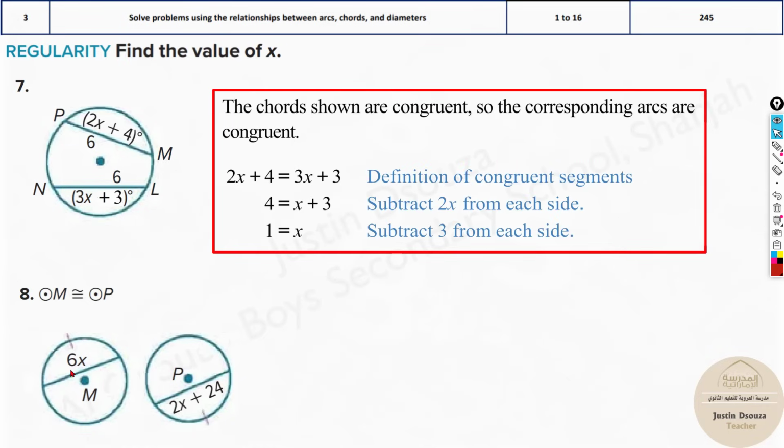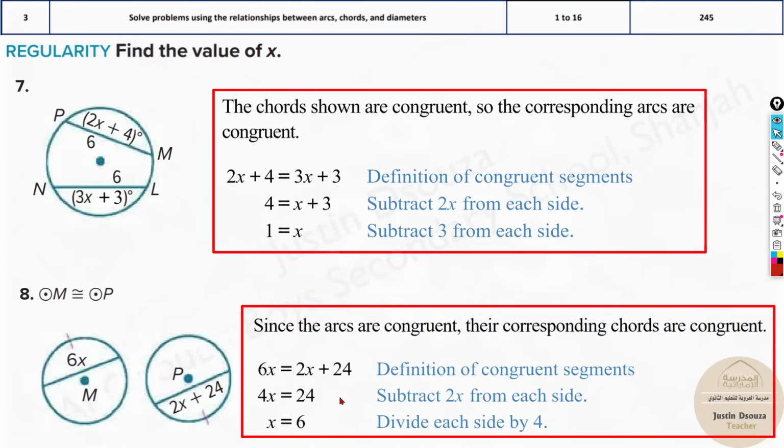Now, here they have told these two circles are congruent. And then they have told this arc from this chord and this arc is equal, right? So just equate these both because they are congruent circles and you will get the answer equating them.